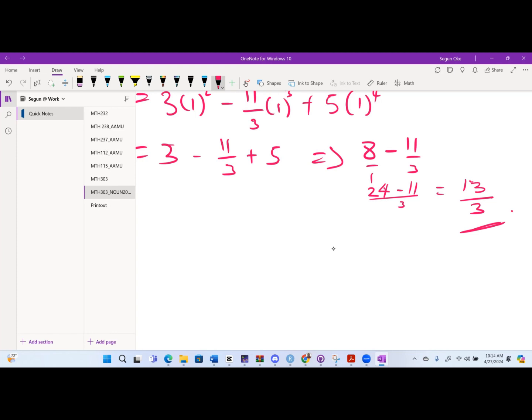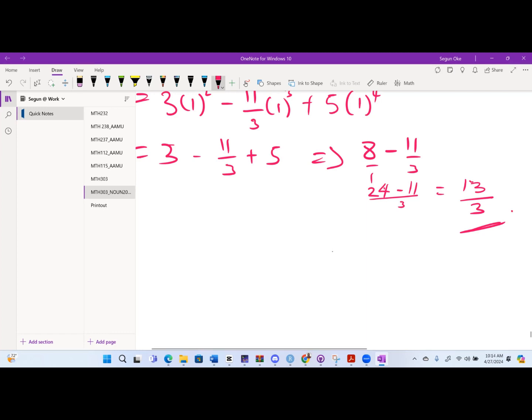So if you're given this, please read it very well. Don't just jump into the solution and say, yes, I know. No. Read it and look at those values very well.